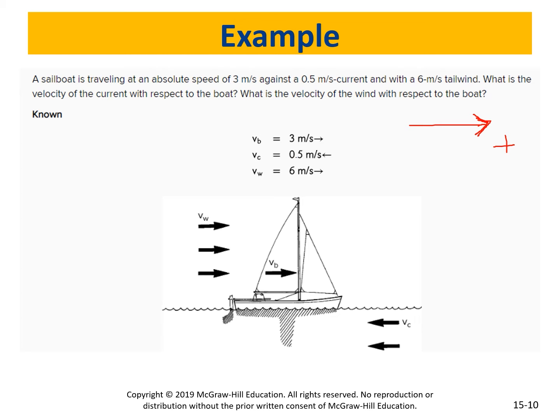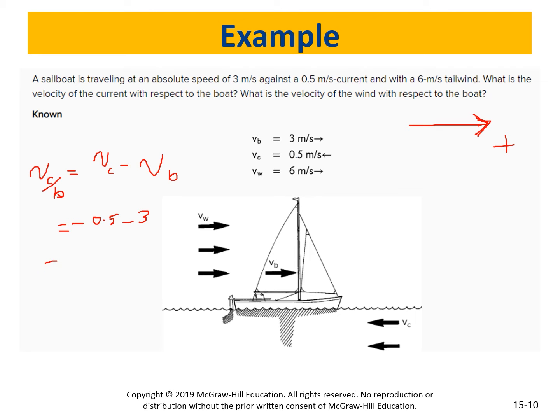So let's do it together. Tell me, what do you want me to do? Who wants to help me? So if you would like to find the velocity of the current with respect to the boat, it's the velocity of the current minus the velocity of the boat. Do we agree? Now, where is the current? The current is going left, so that's going to be negative. So I say minus 0.5, minus the boat, which is going to the right, which is 3, positive, minus 3.